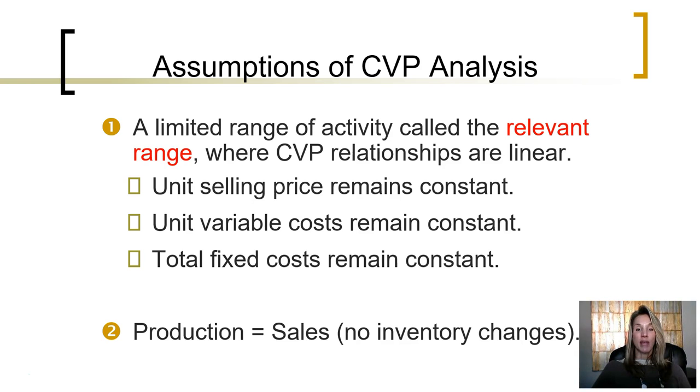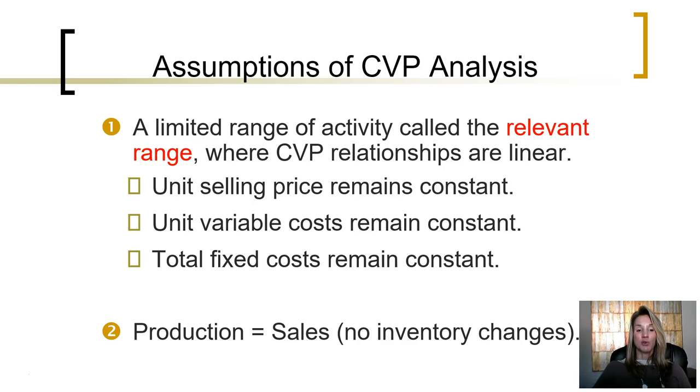Within this relevant range, the relationships of costs with activity are linear and remain constant. What I mean by this is that the unit selling price remains constant and is not changed. Unit variable costs remain constant and they do not change. And total fixed costs remain constant, not changing with this range of activity.